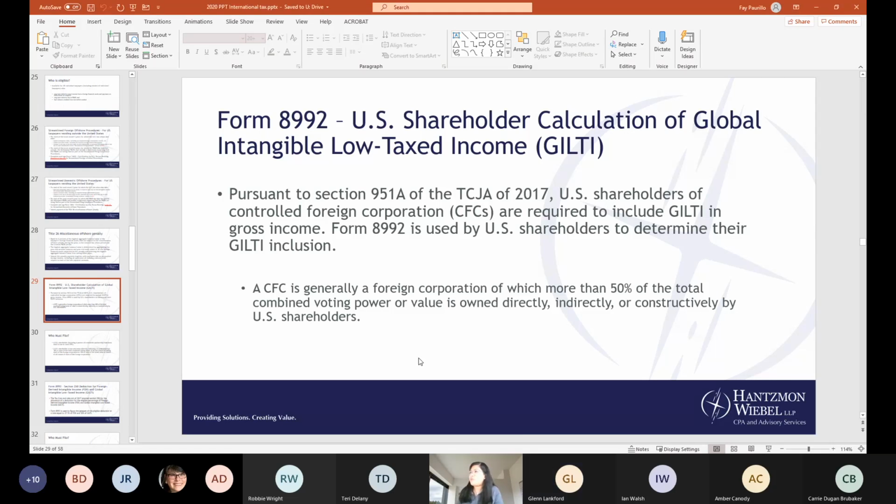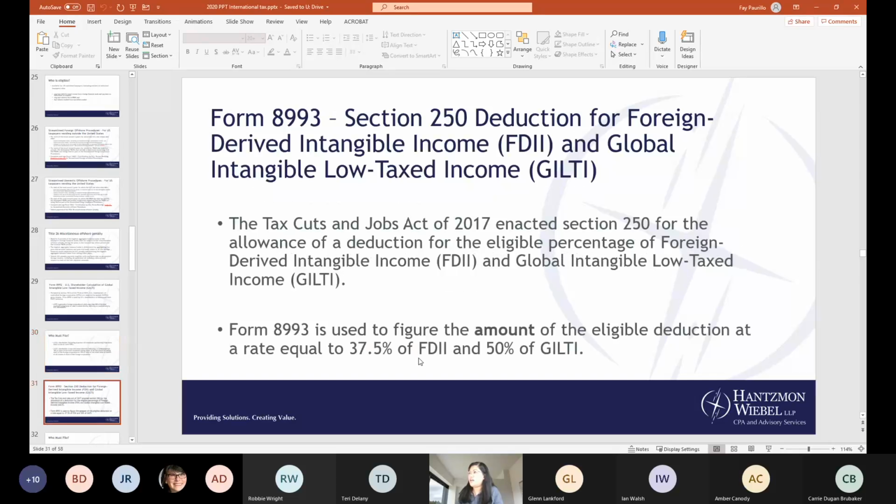A related form to the GILTI, thank you, Glenn. As I'm looking at our time, a related form to that: they're going to tell you need to include this income, but there's also an available deduction for it, which I thought was kind of interesting. So there is a deduction for that amount that you include in your income, which, no, it's two different things.